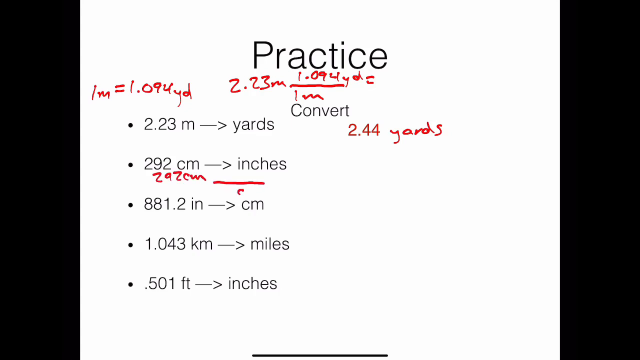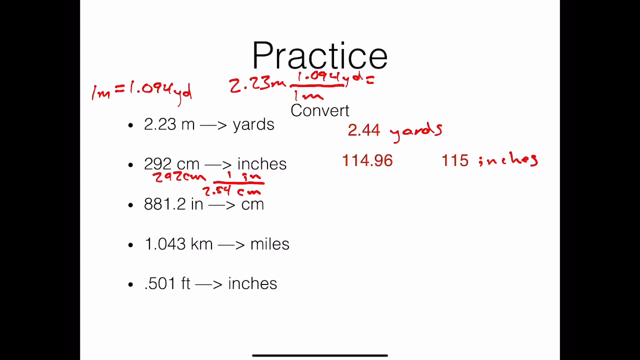For the next one, we're starting with 292 centimeters. And then we're going to put centimeters on the bottom, inches on the top. We know that 2.54 centimeters is 1 inch. So when we put this number into our calculator, we get the number 114.96. We can see that there are 3 sig figs in the first number, so we need to round this to a number with 3 sig figs. That number is 115 inches.